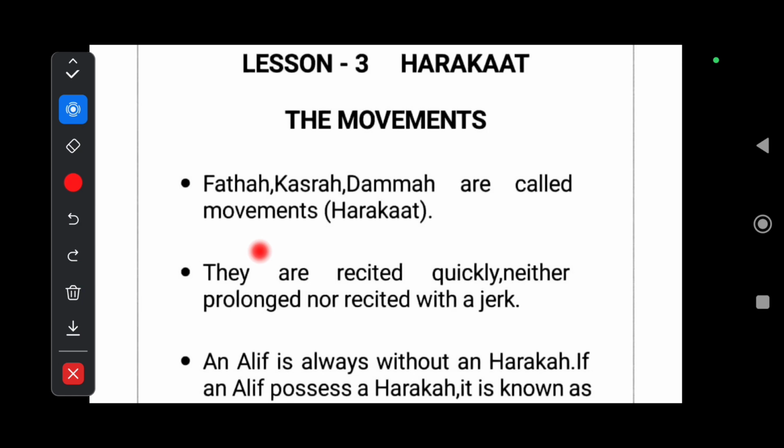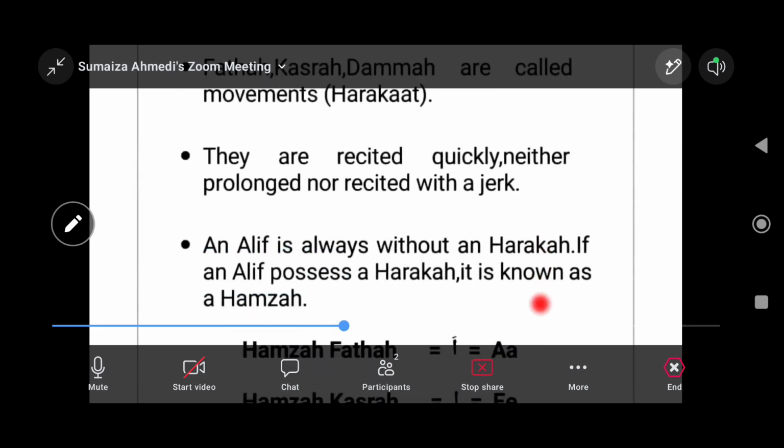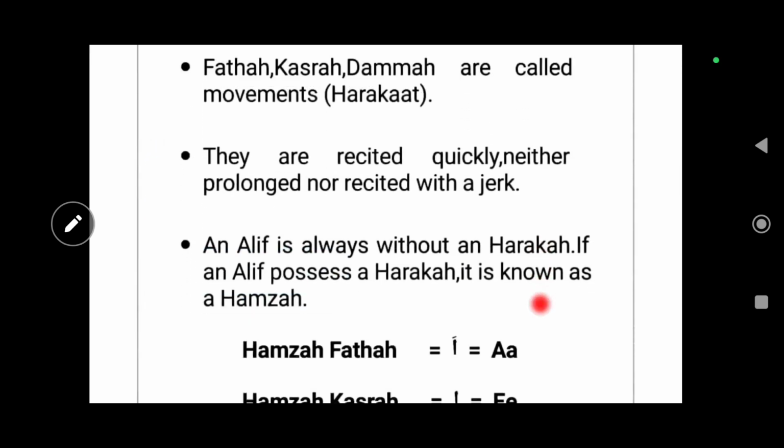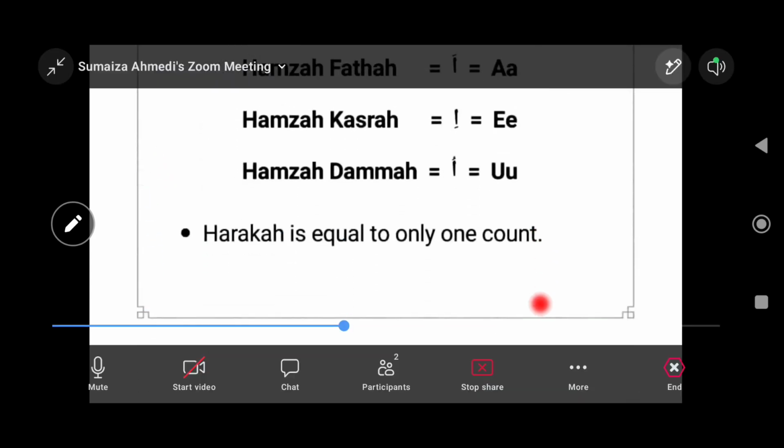Ba, ta, jim, zabar, ja, kha, zabar, kha, dal, zabar, da. We are not going to prolong it. And they are not recited with a jerk even, like this. No jerk. In Hamza Sakin we apply jerk. Next, Harakat is equal to only 1 count. This we have discussed already.